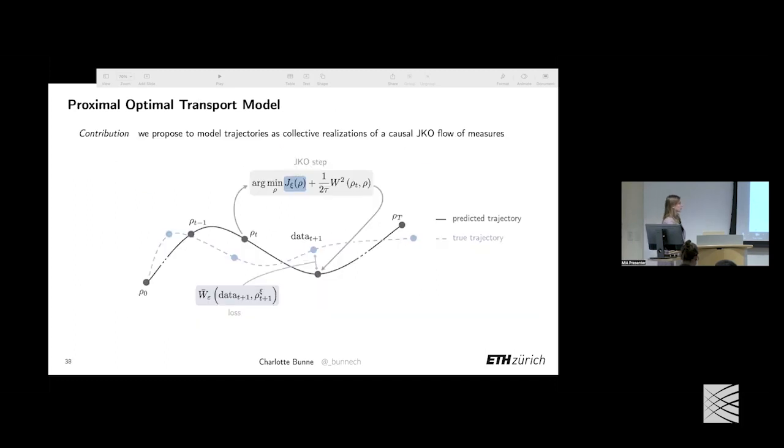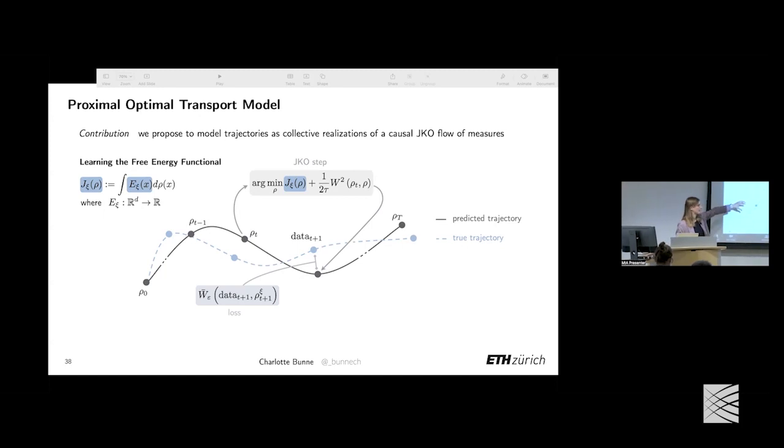And so now this is what we derive. We assume we learn this free energy functional via a neural network. Then, given a starting point ρ0, we predict the population at the next point in time by solving this JKO step. The difficulty arises in two setups. First of all, we learn our energy by comparing our predictions to the observations in terms of some distributional distance.